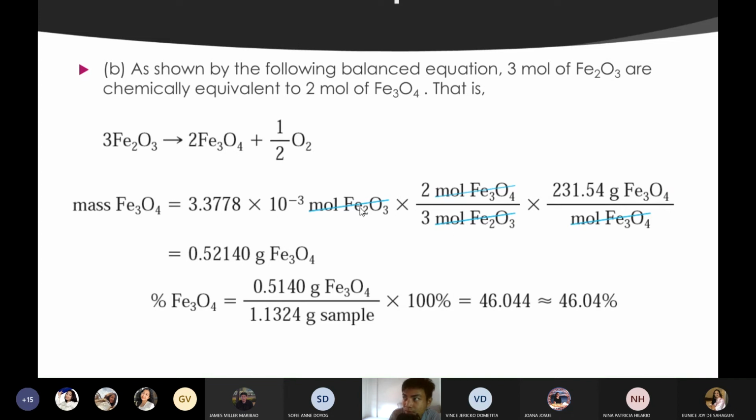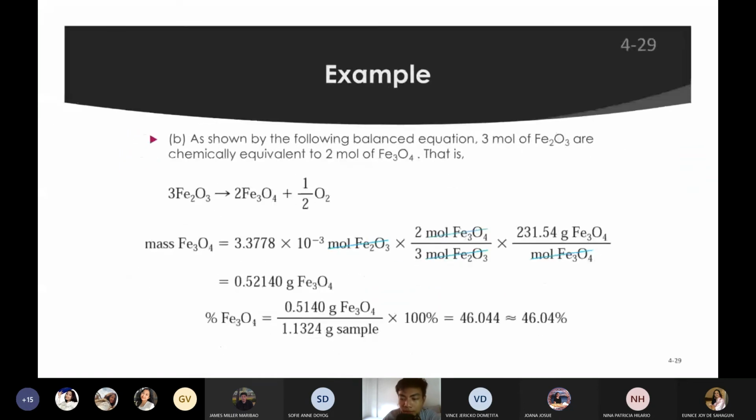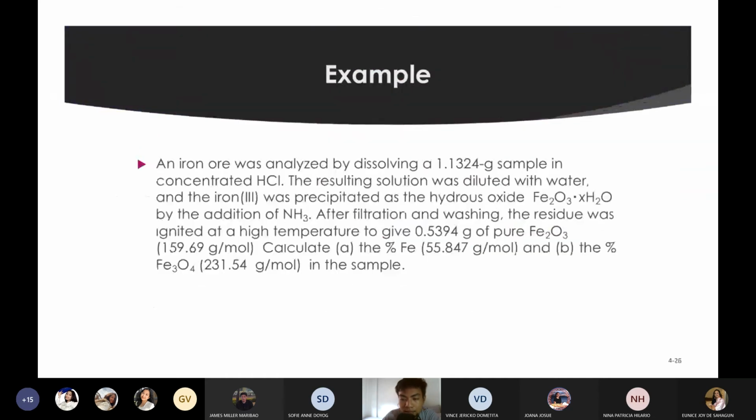Okay, stoic lang to. Typical stoic stuff. Then, pagkakuha mo niyan, di-divide mo yan sa mass ng sample mo times 100. And then, you will get the percent by mass of your iron 2, iron 3 oxide na, sa iyong ore. Okay? So, ganun lang. Typical stoic lang. Okay? So, ganun lang mangyayari sa atin.